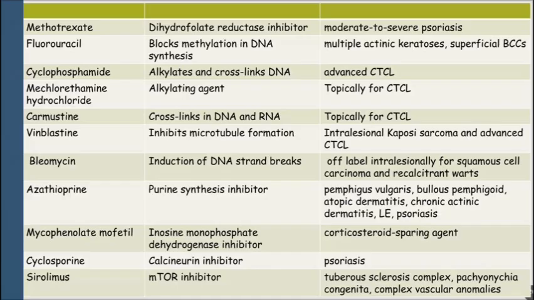Here we have different biologics and immunomodulators and their exact functionality. Methotrexate is a dihydrofolate reductase inhibitor and is utilized in moderate to severe psoriasis. Vinblastine inhibits microtubule formation and is usually used in Kaposi sarcoma and advanced disease formations. Azathioprine is a purine synthesis inhibitor, used in pemphigus vulgaris, bullous pemphigoid, atopic dermatitis and chronic actinic dermatitis. Cyclosporin is a calcineurin inhibitor used in psoriasis, and similar examples are there.